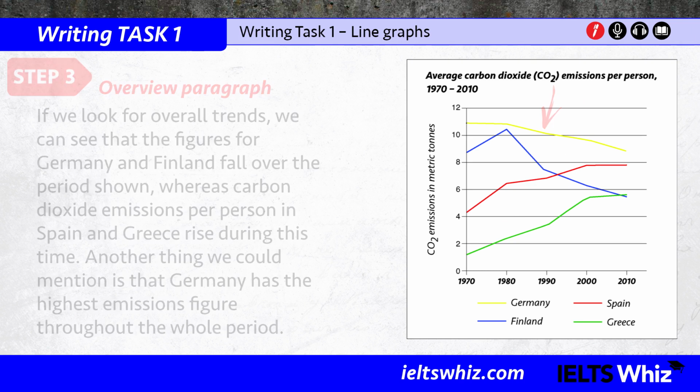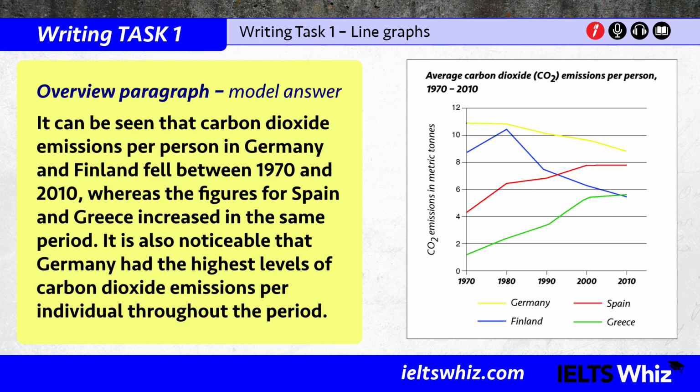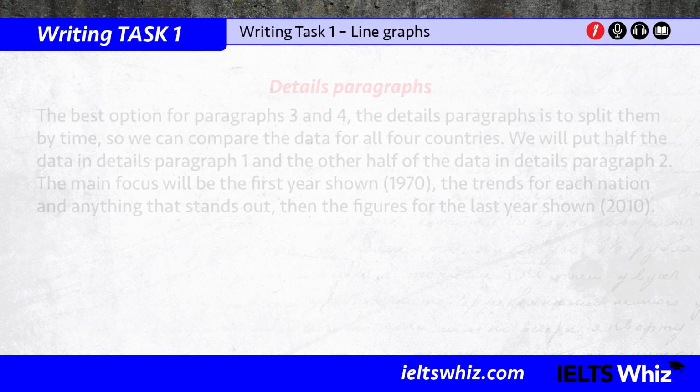So we can write, it can be seen that carbon dioxide emissions per person in Germany and Finland fell between 1970 and 2010. Whereas the figures for Spain and Greece increased in the same period. It is also noticeable that Germany had the highest levels of carbon dioxide emissions per individual throughout the period.